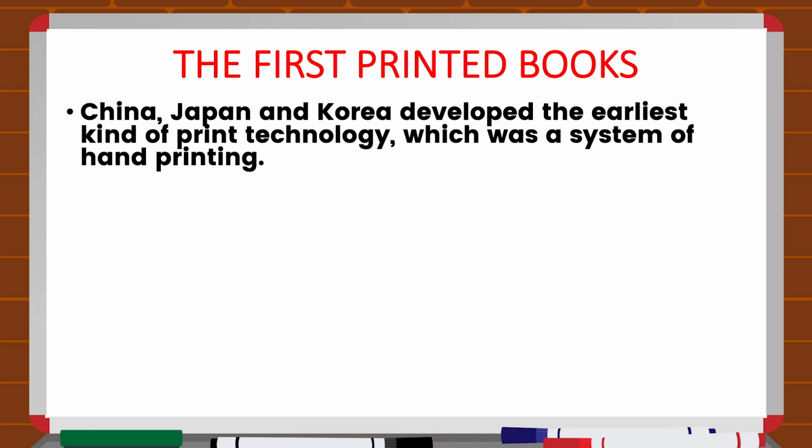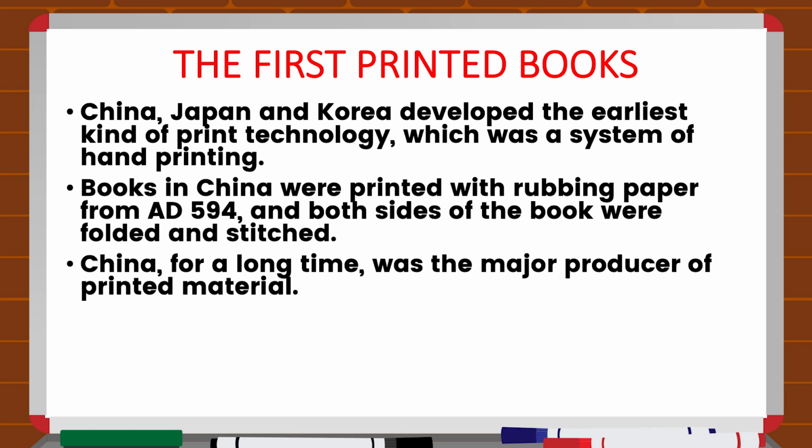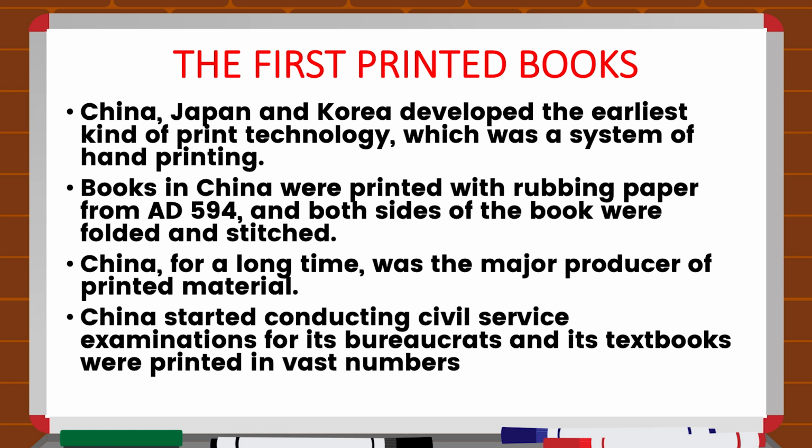China, Japan, and Korea developed the earliest kind of print technology, which was a system of hand printing. Books in China were printed by rubbing paper from AD 594, and both sides of the books were folded and stitched. China, for a long time, was the major producer of printed material. China started conducting civil service examinations for its bureaucrats, and its textbooks were printed in vast numbers.